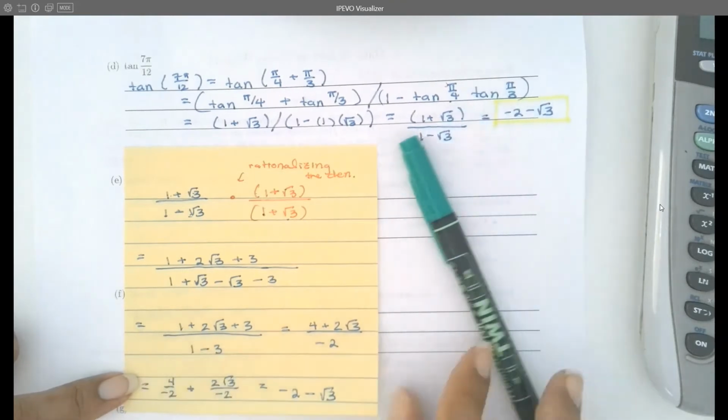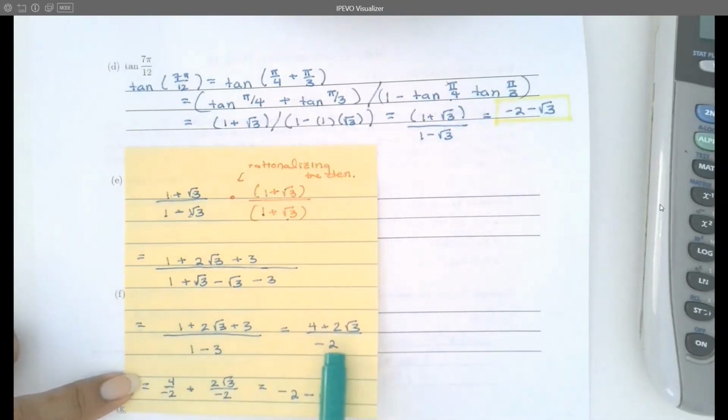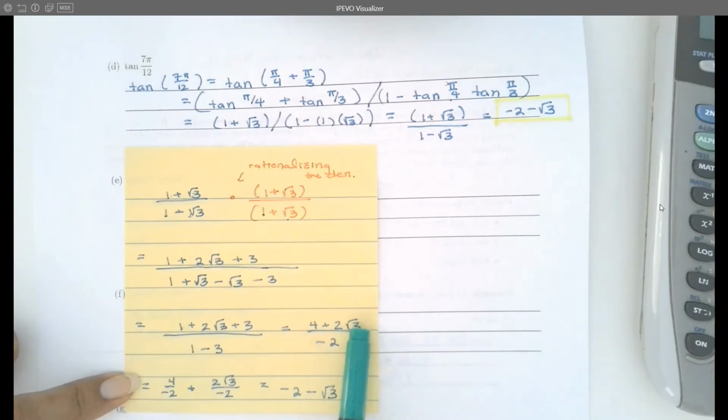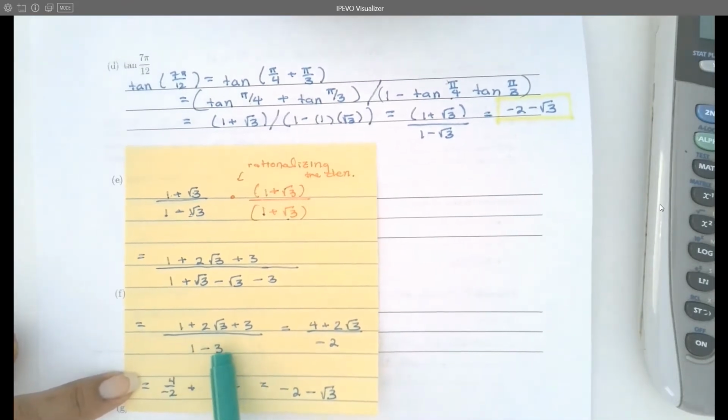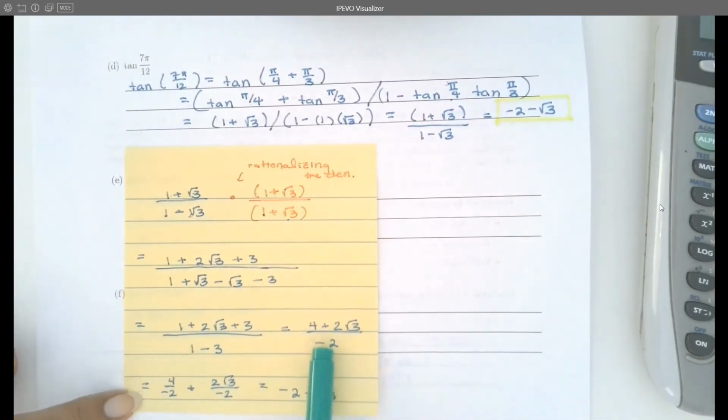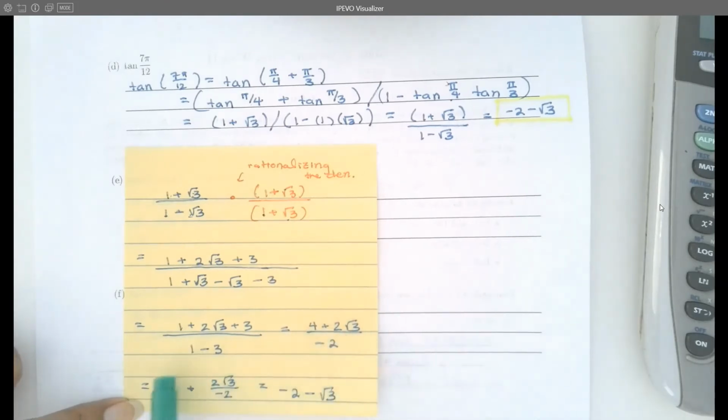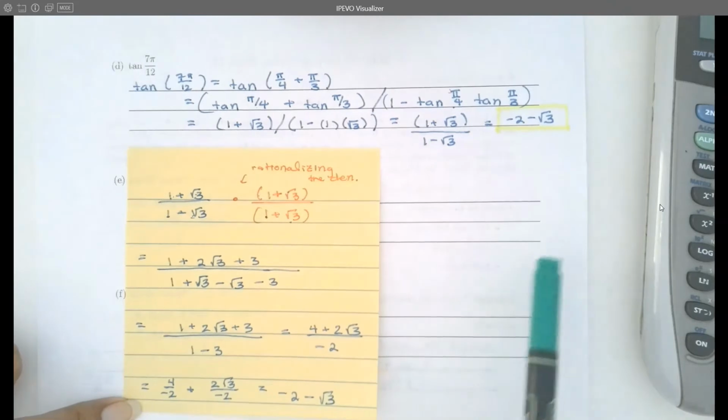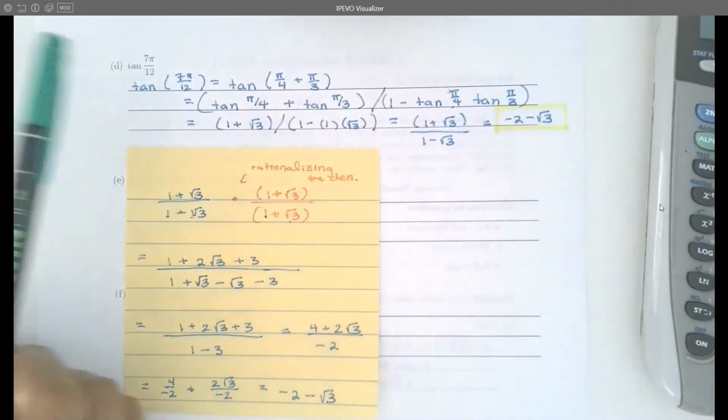And then in the numerator, 1 plus 3 gives us 4 plus 2 radical 3. In the denominator, 1 minus 3 will give us negative 2. If we then take those two terms and split them up, we'll get 4 over negative 2 plus 2 radical 3 over negative 2. And then the 4 over negative 2 will reduce down to negative 2, and the 2 over negative 2 will simply reduce down to negative 1, radical 3. So negative 2 minus radical 3 would be our final answer for part D.